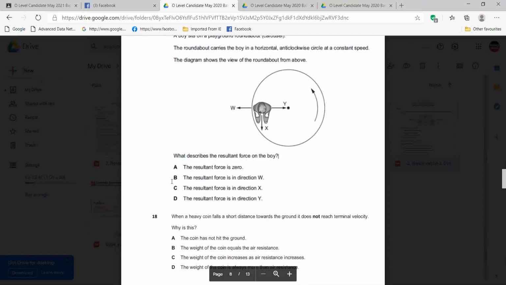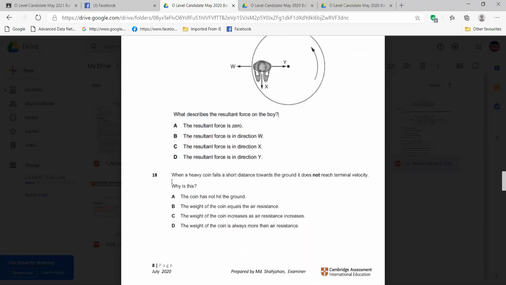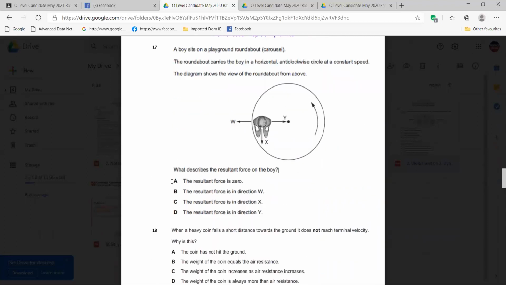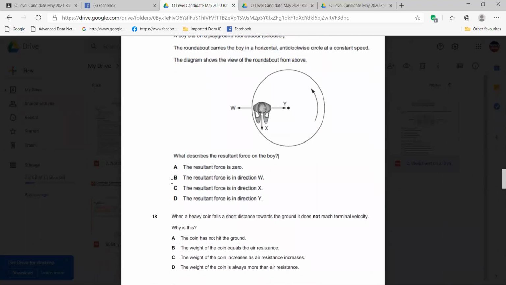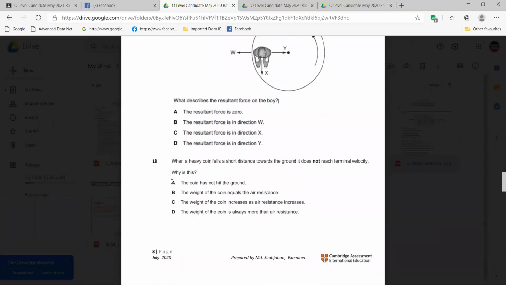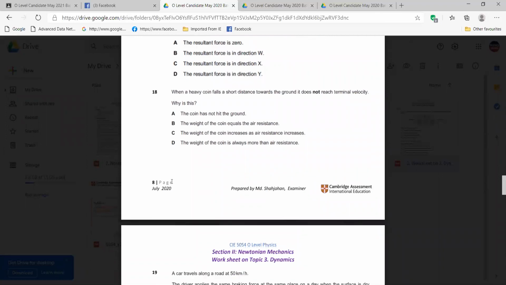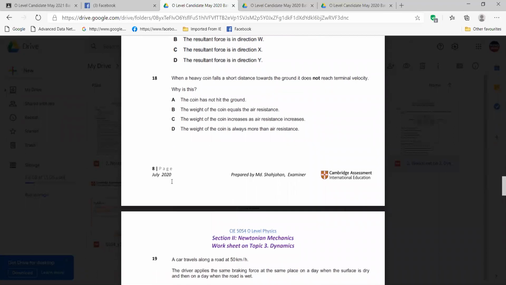17. You can answer Y, right? Yes, it's Y. No, sir, it's resultant force, not Y. Oh yes, it's Y, the resultant force in the direction of Y. That is D, right? Yeah. So okay. What about 18? Yes, 18 is C.